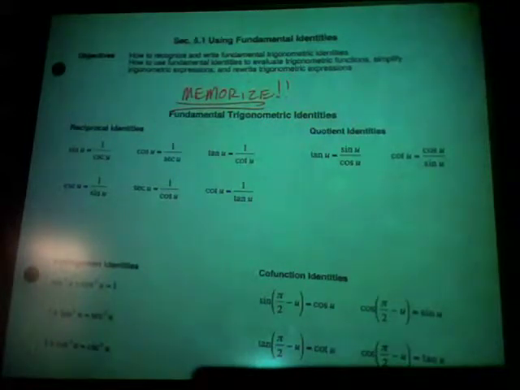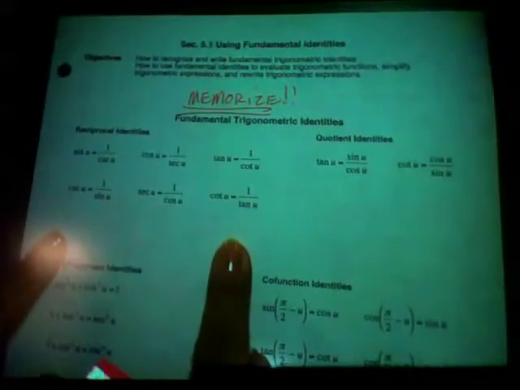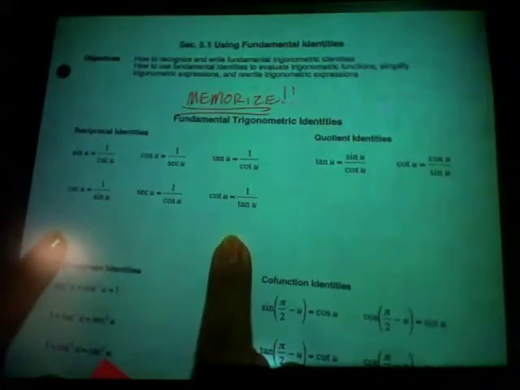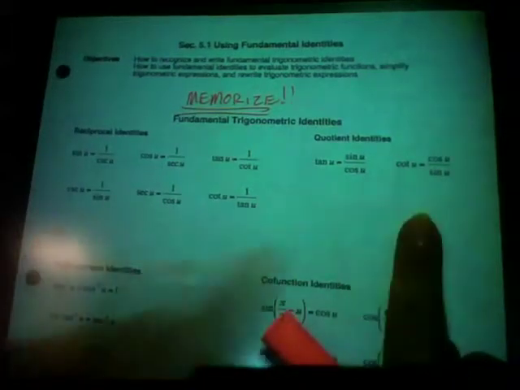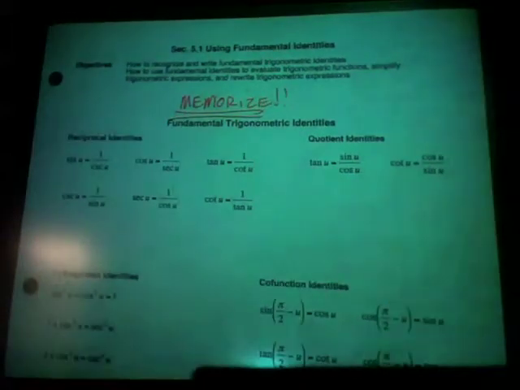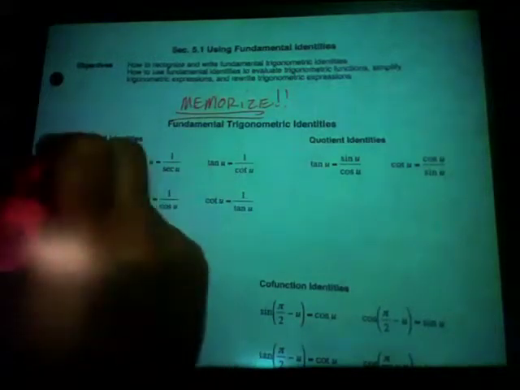Now before you stress, let's look at it. Aren't these already familiar and known? You knew these from the last chapter, correct? Didn't you learn these in the last chapter? Okay, so you know reciprocal identities. You know the quotient identities, which is tangent and cotangent. So you already know those. Shouldn't have to memorize them.